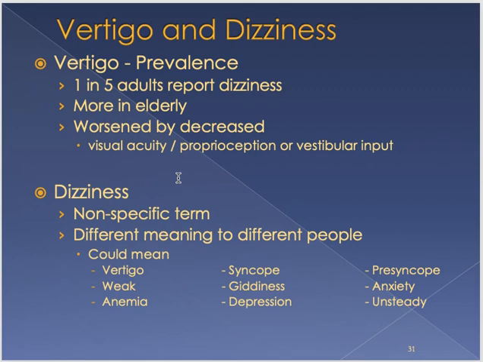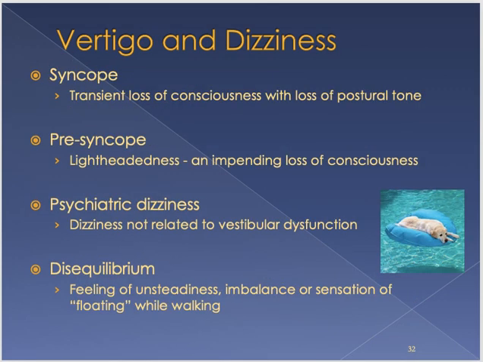You have to first of all see whether the patient has dizziness or vertigo. Dizziness is a non-specific term, which could mean vertigo, weakness, syncope, giddiness, pre-syncope, anxiety, and all this stuff. What is syncope? It is the transient loss of consciousness due to global hypoperfusion of the brain. We call it syncope.